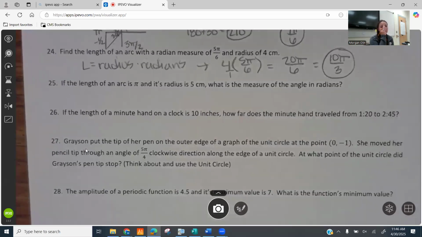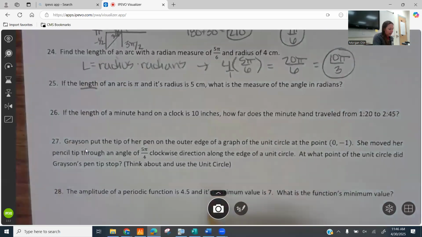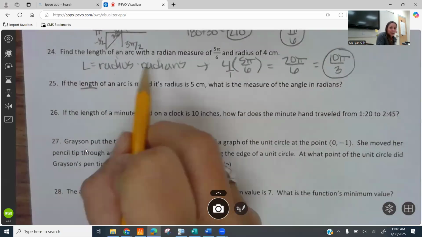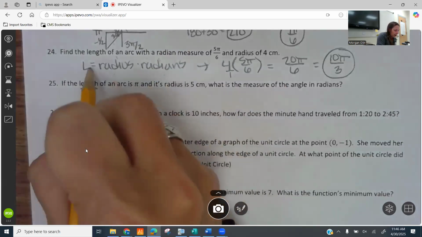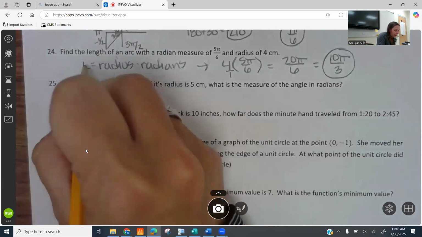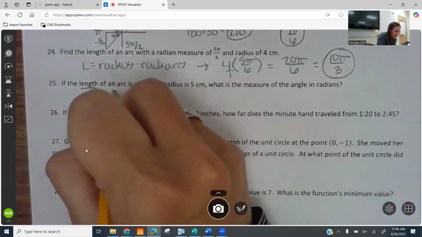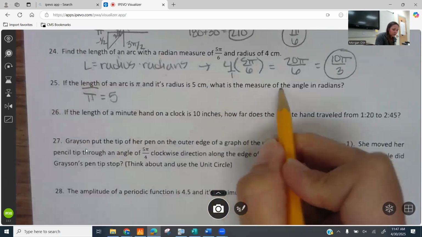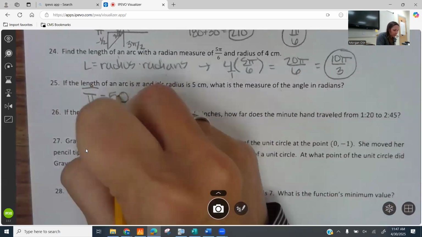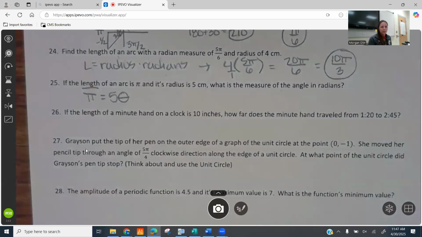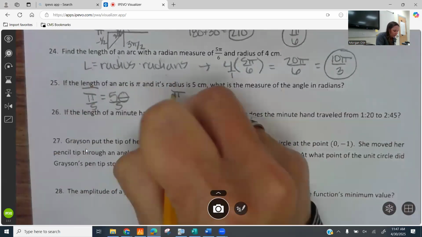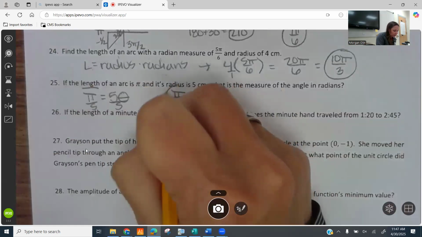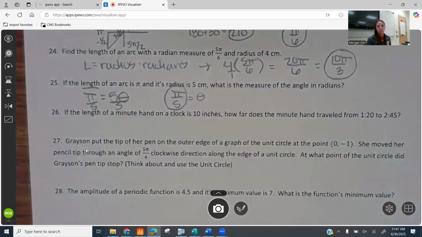Now, number 25, if the length of an arc, I'm seeing that length again, and its radius. So again, radius times radians. The length this time is pi. They're giving you the length, so I'm going to put that in for L. And the radius is 5. What is the measure of the angle? That leaves the radians. I'm going to write theta. How do you solve for theta? You would just divide by 5. So pi over 5 equals theta. That's the angle or the radian measure.